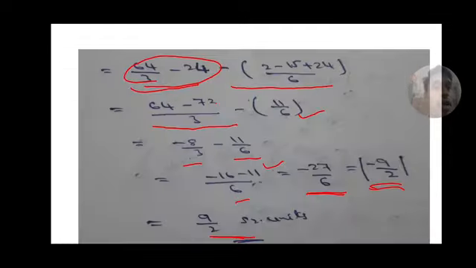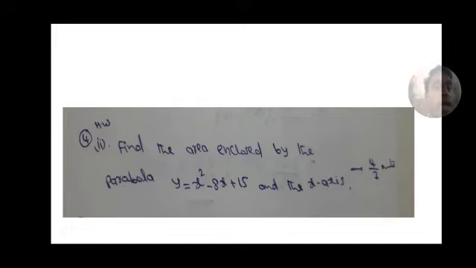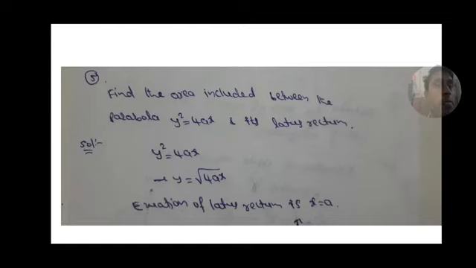This is the formula. Next problem: find the area enclosed by the parabola y equals x square minus 8x plus 15 and the x-axis. It is also the same. X-axis means intersection points with the x-axis. We take y equals 0 and solve this equation, we get the x values, and then integrate a to b of y dx. In that we get the answer 4 by 3 square units. Okay, next problem.